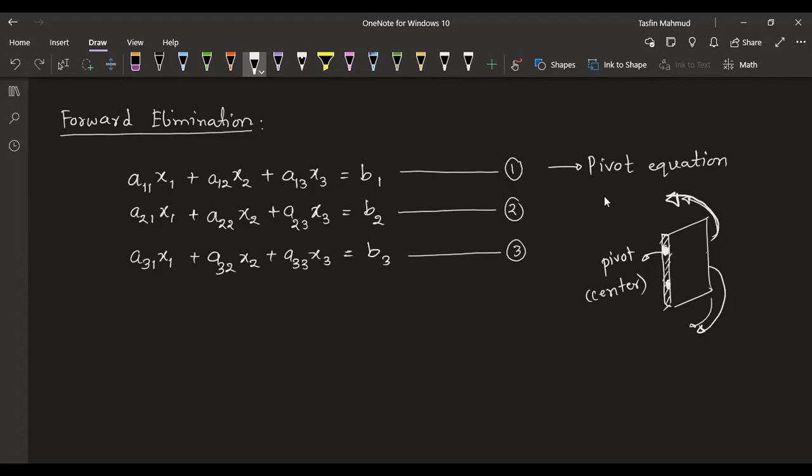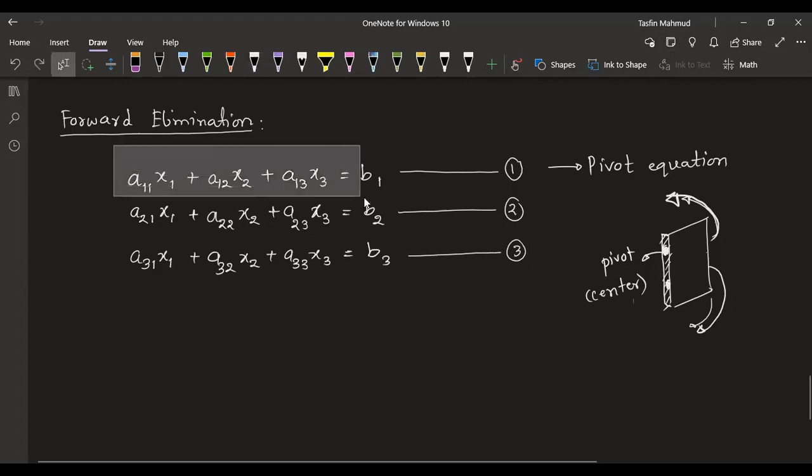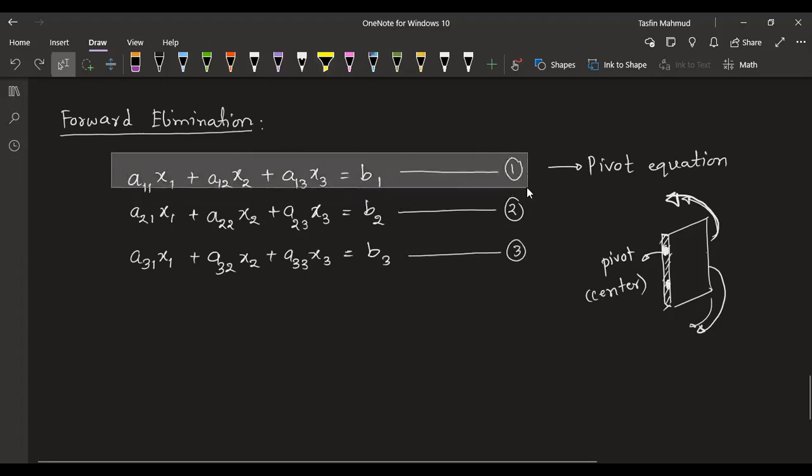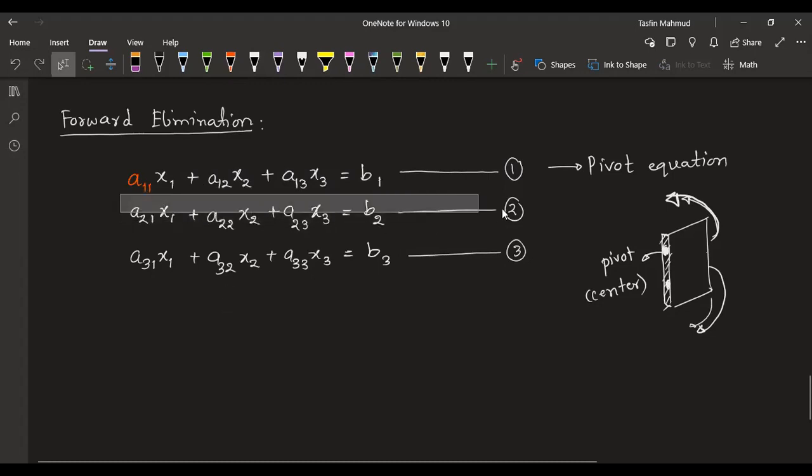So that's why we are calling it the pivot equation. And after deciding about the pivot equation, we decide about the pivot element. For each equation, the diagonal elements are the pivot elements. In this first equation, A11 is the pivot element, and at some step we will consider the second equation as the pivot equation, and then A22 would be considered as the pivot element.